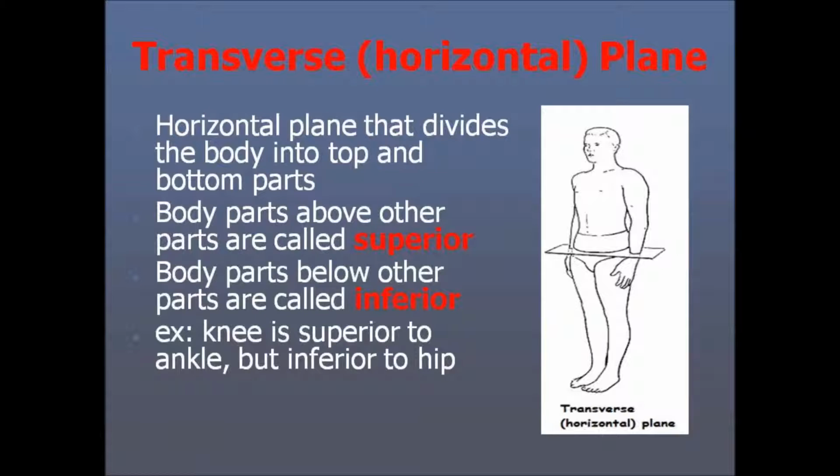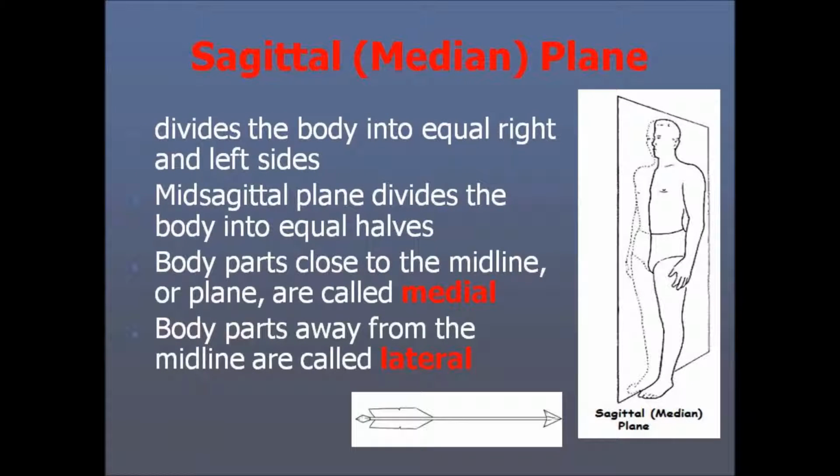The horizontal plane divides the body into top and bottom parts. Those body parts above other parts are called superior, while body parts below other parts are called inferior. For example, the knee is superior to the ankle, but inferior to the hip.